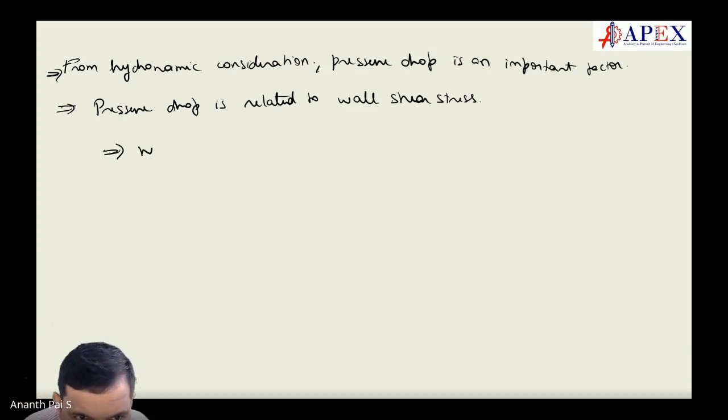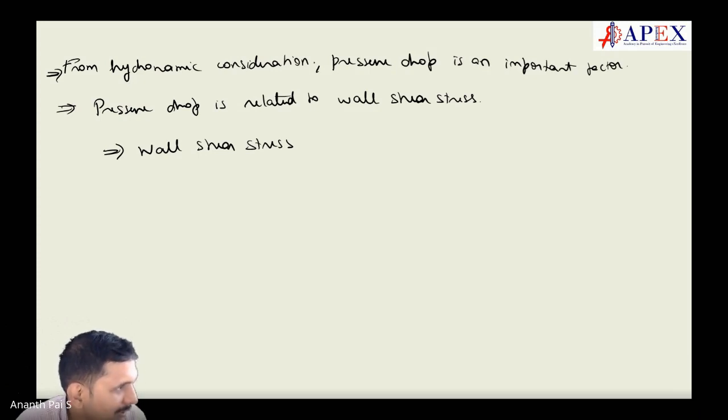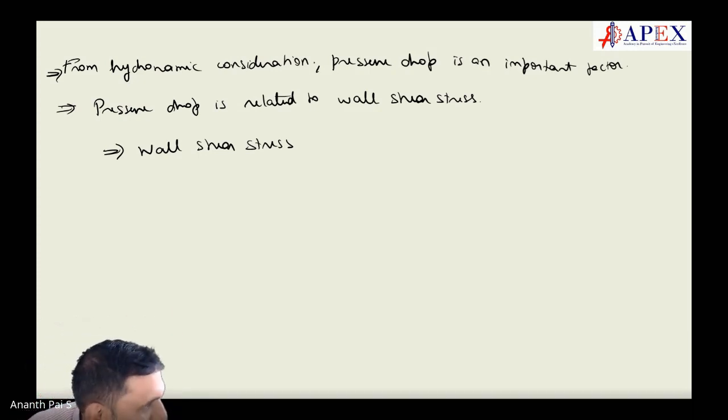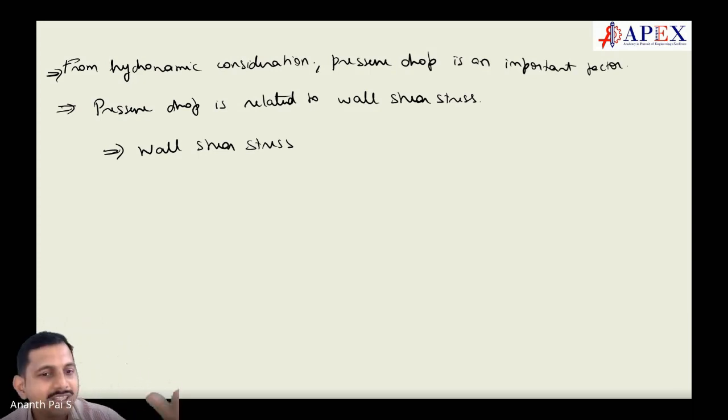Now, wall shear stress, this is like Abdul Kalam's speech. Abdul Kalam says, family is the main thing. If family is good, the community is good. If the community is good, the nation is good. So here, in a similar way, from hydrodynamic consideration, pressure drop is an important factor. If you want pressure drop, you need wall shear stress. If you want wall shear stress, what do you need?